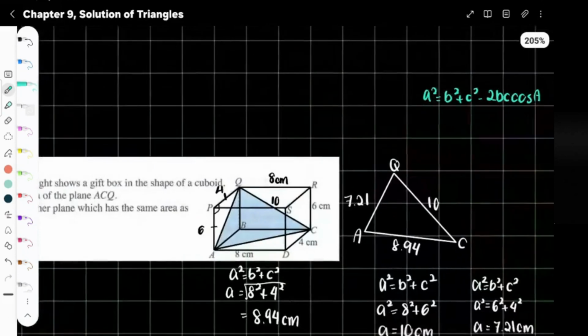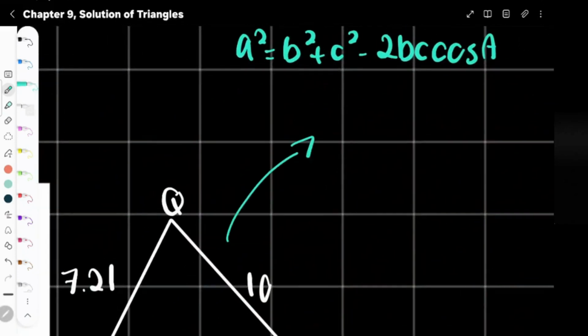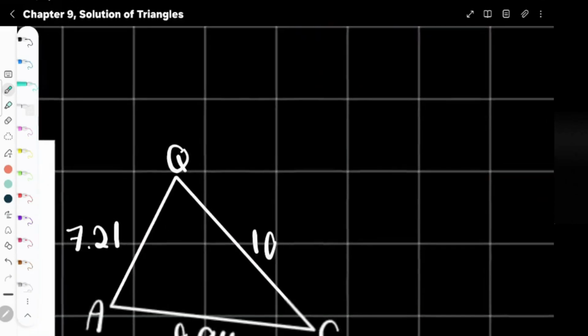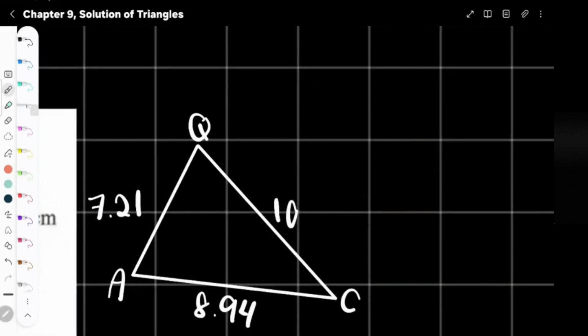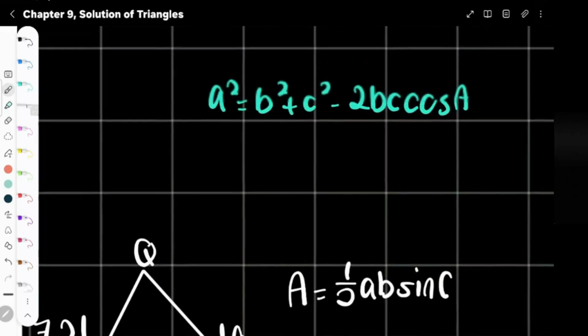So the cosine rule, we can just input the formula to here. So just use any, right? Because we want to find any angle, because we want to find area. What is the formula for area in this chapter? 1/2 AB sine C. And look, sine C is alone, right? So it doesn't matter what angle you find. So I'm just going to use any.